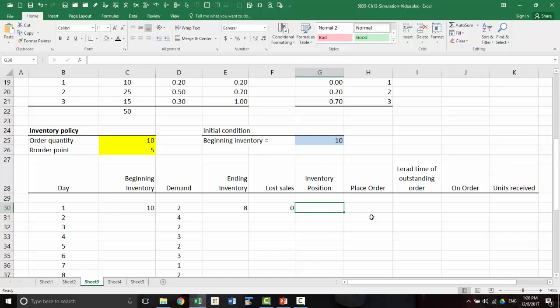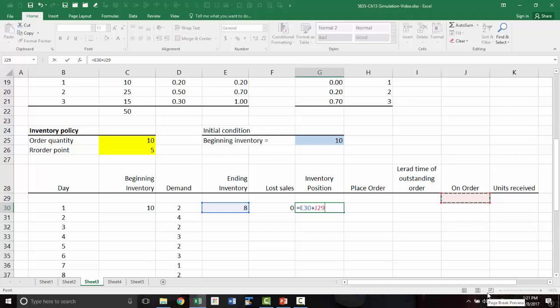So our inventory position, at the end of the day we're now going to say whether we're going to place the order or not, right? So we say, ending inventory, plus, we're going to look at the previous day, right? The previous day, was there an order outstanding? If there was an order outstanding, then we have to count that as available inventory for the purpose of determining whether we're going to place another order. Otherwise, we will just simply be placing more orders even though there are outstanding orders.